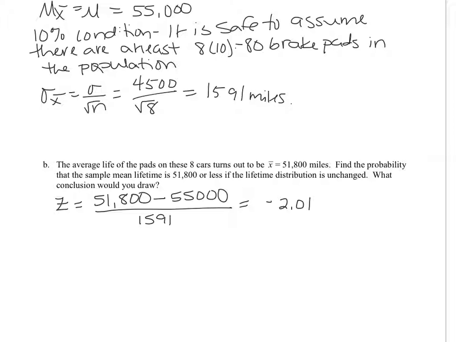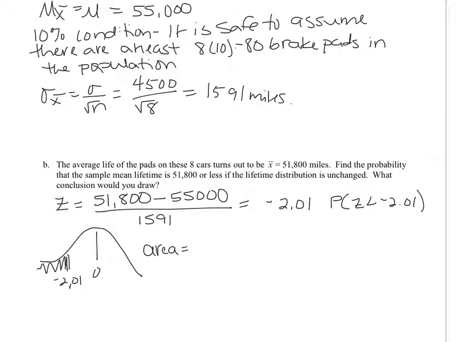So now we're going to normal CDF. We're talking about the probability that z is less than negative 2.01. So negative 2.01, and we want to shade to the left. So the area, we do normal CDF, negative infinity to negative 2.01 with mean and standard deviation of 0 and 1. So we should get 0.0222.